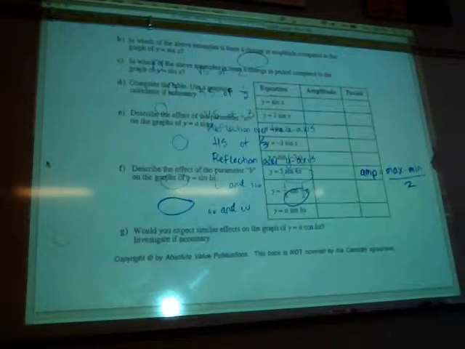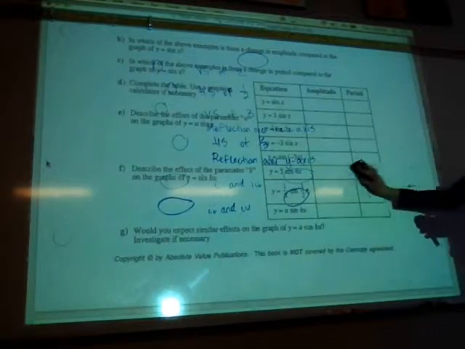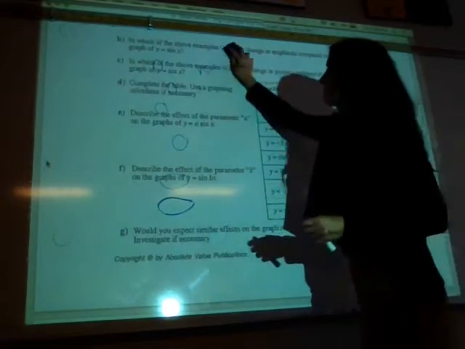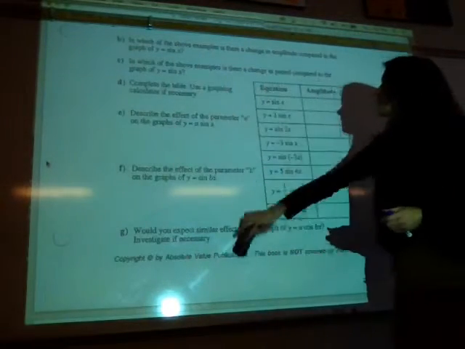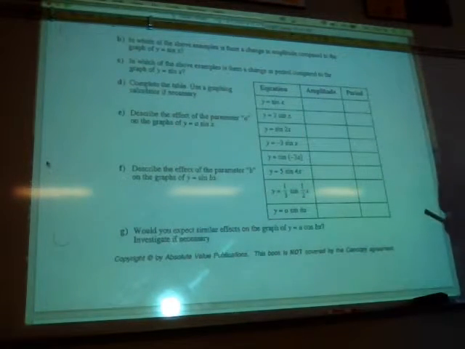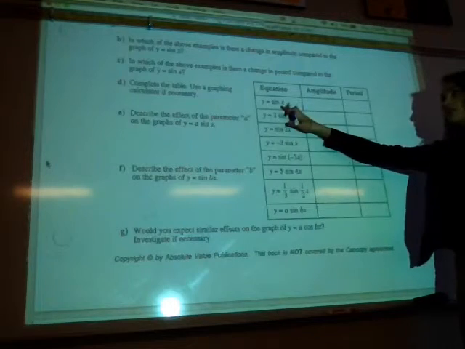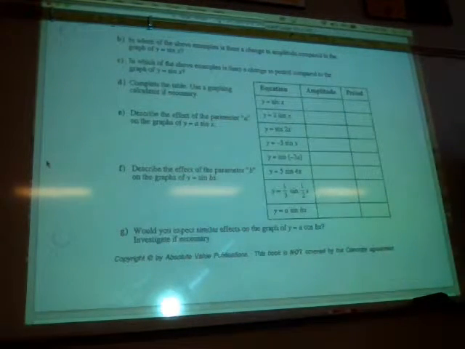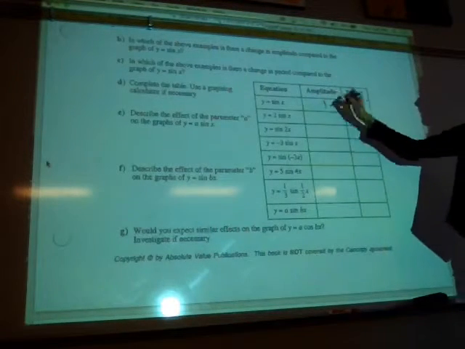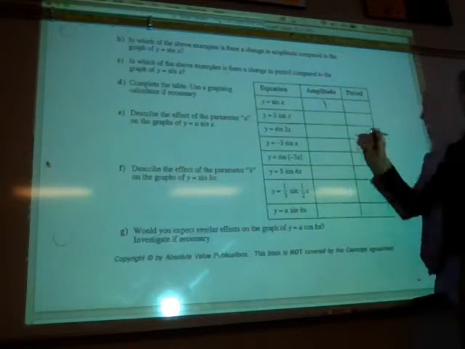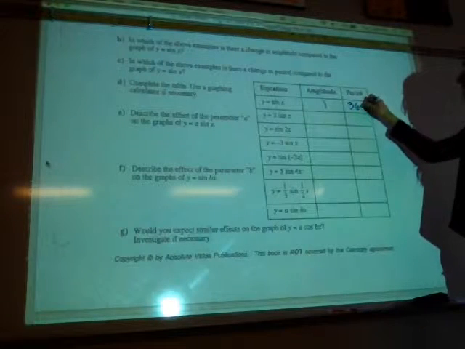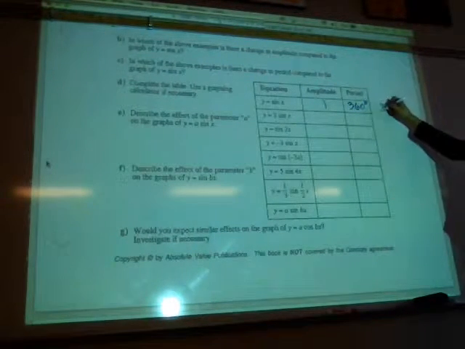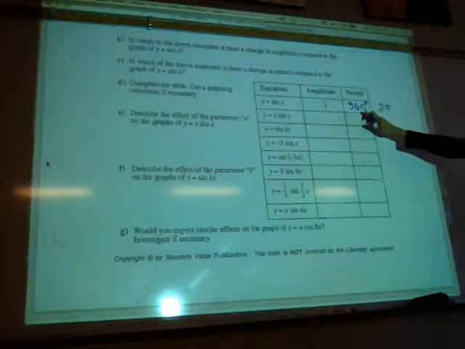So let's just take a look at a few more equations and see what happens to the amplitude and the period. Let's just start with the base equation y equals sine x. What was the amplitude that we graphed over here? 1. Perfect. Okay, and what's the period? 2 pi. I'm just going to use 360. Okay, if you want, you can put it in pi as well. Maybe I'll put that on the side. I'll do degrees and radians.